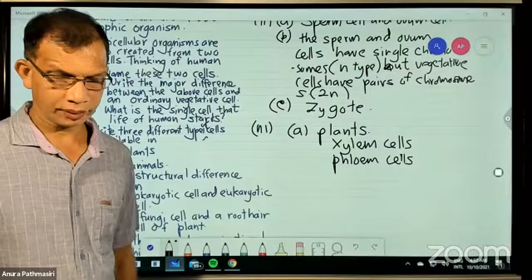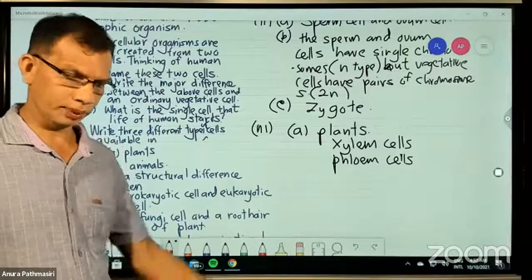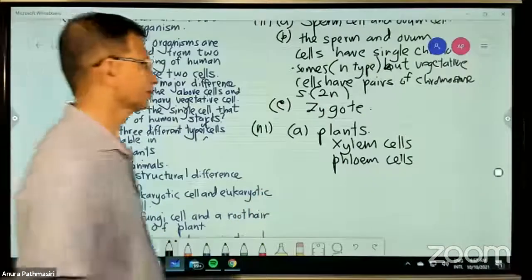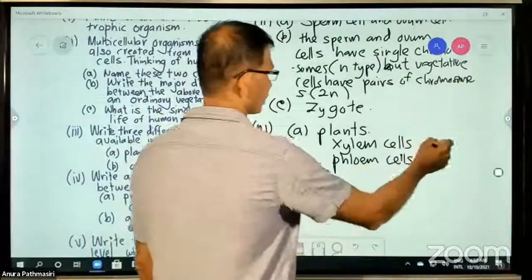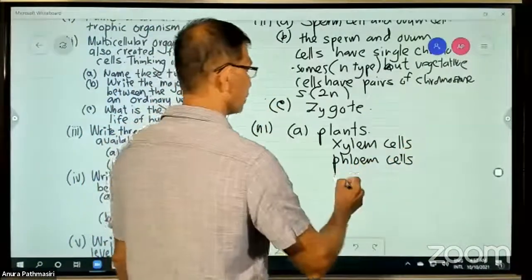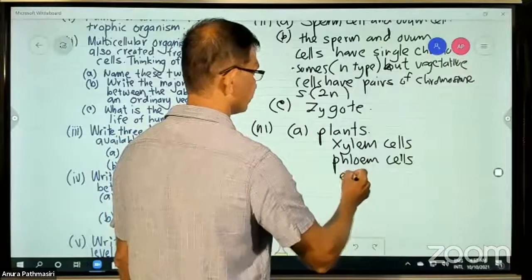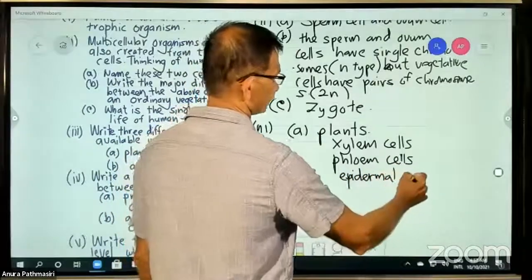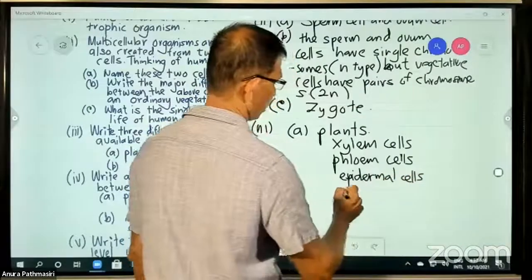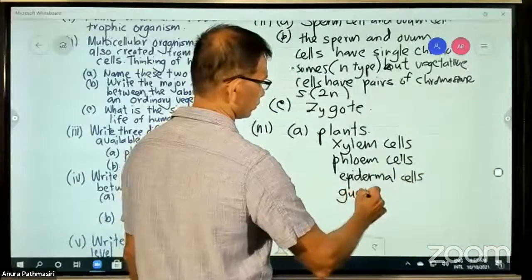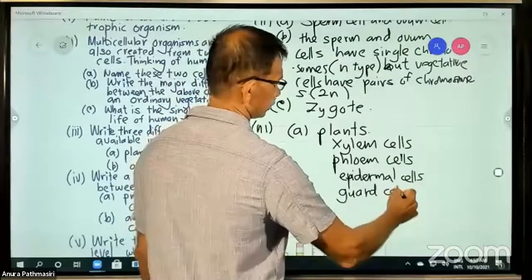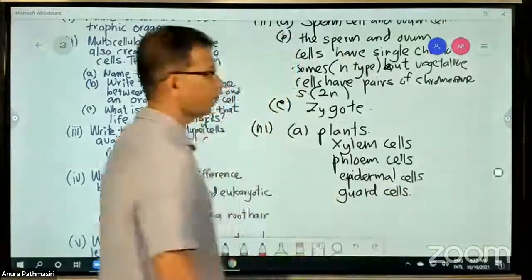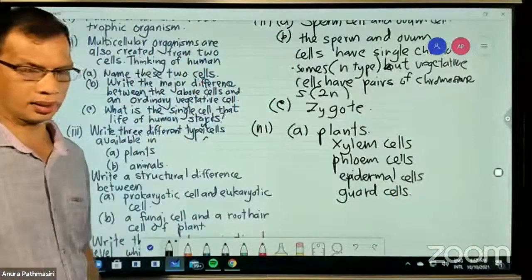You can have the stomatal opening, this opening, pollen grains, right? Xylem cells, phloem cells, epidermal cells, guard cells. In the plant leaf, they are available.